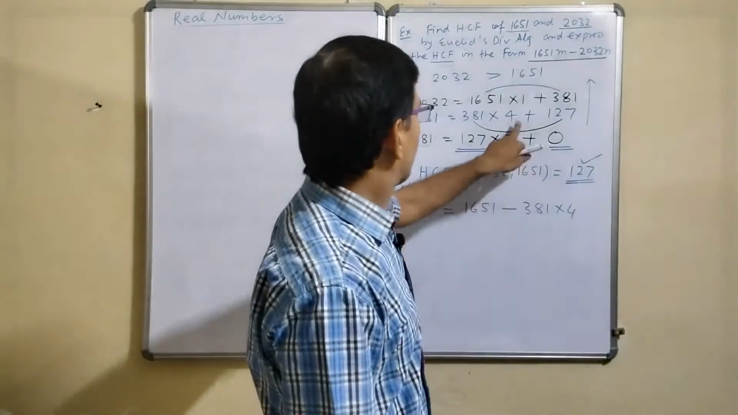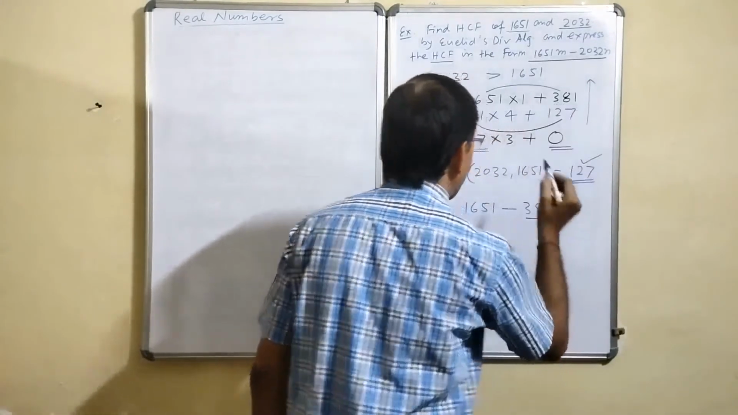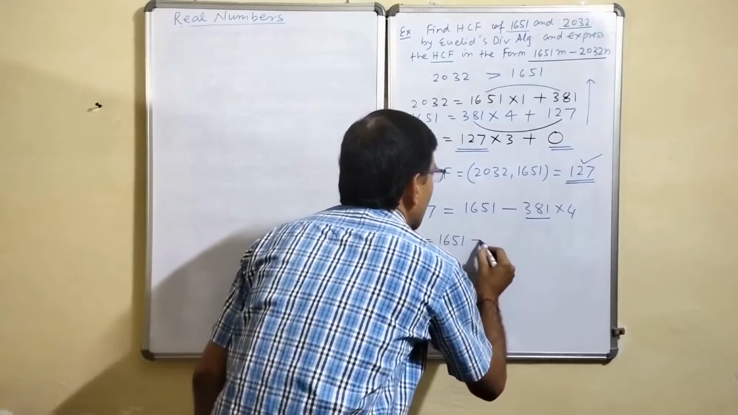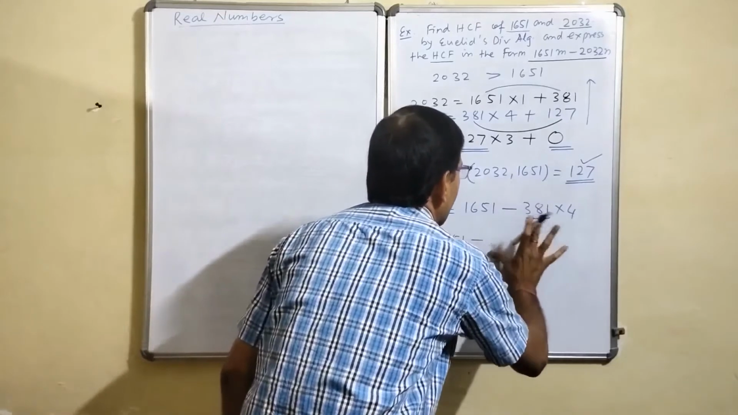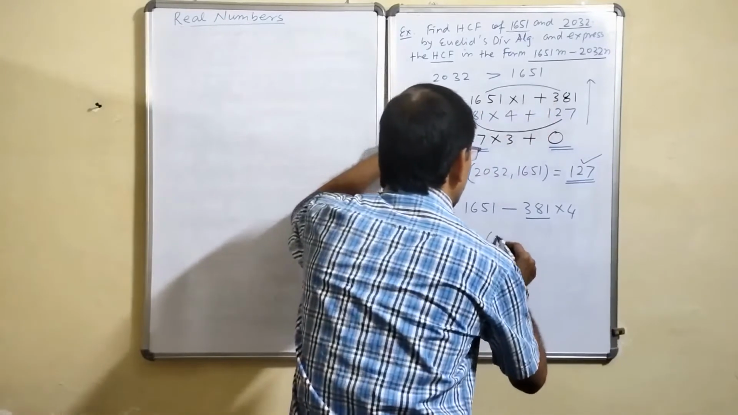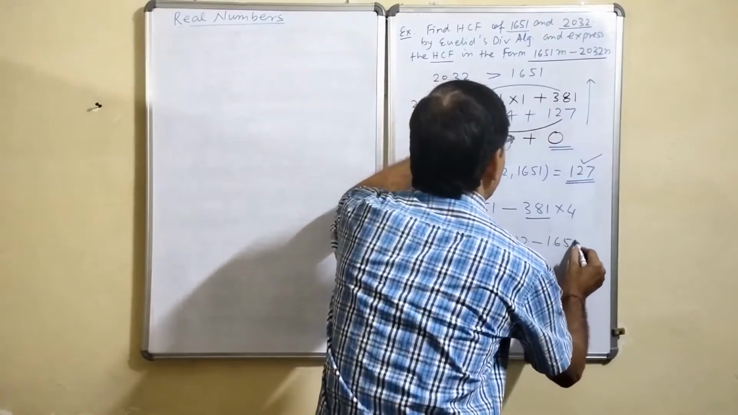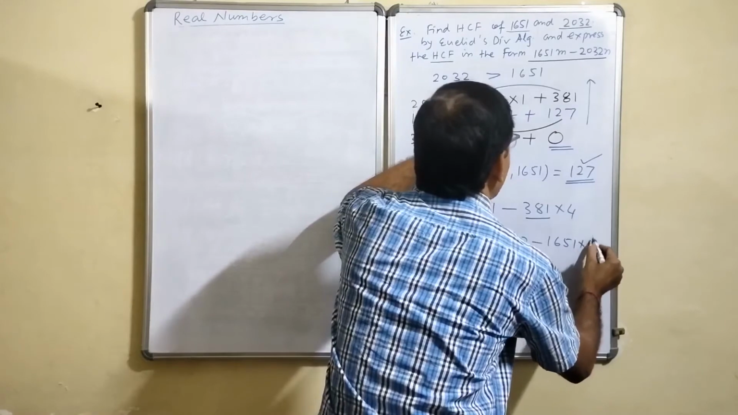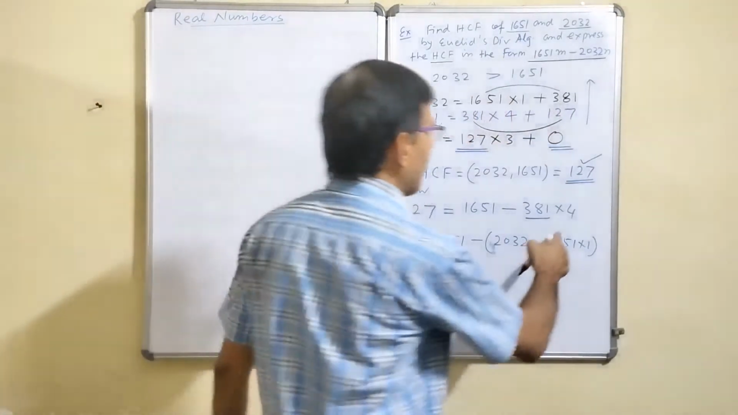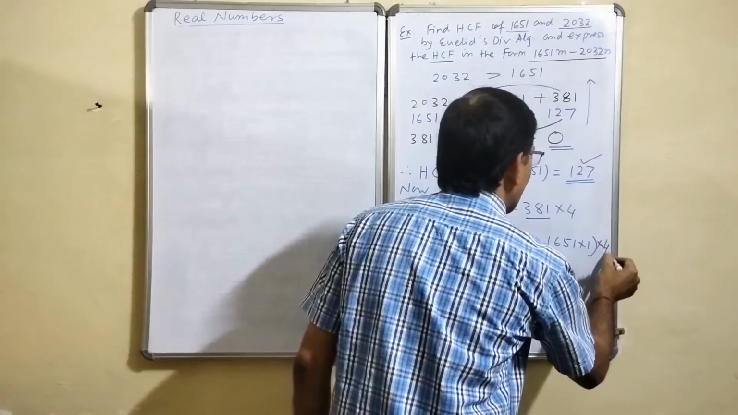Now 381. So now we will replace 381. 381 can be replaced as 2032 minus 1651 multiplied by 1. This is the value of 381. And here it is multiplied by 4.